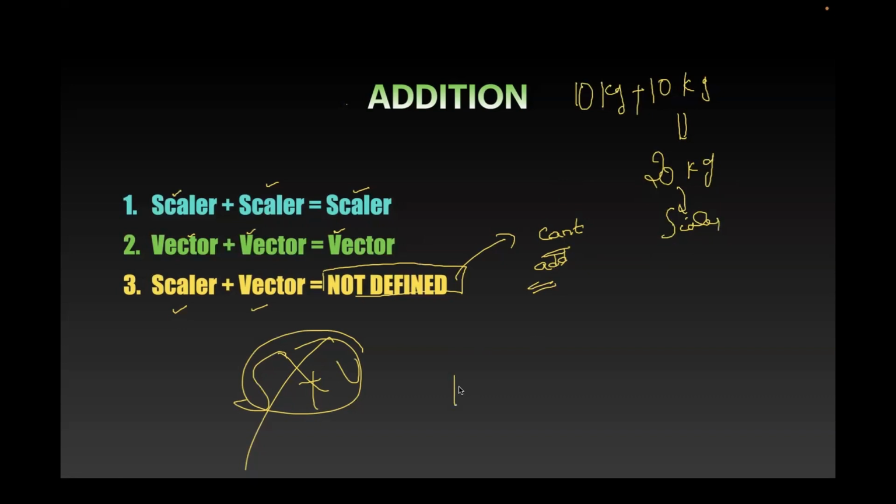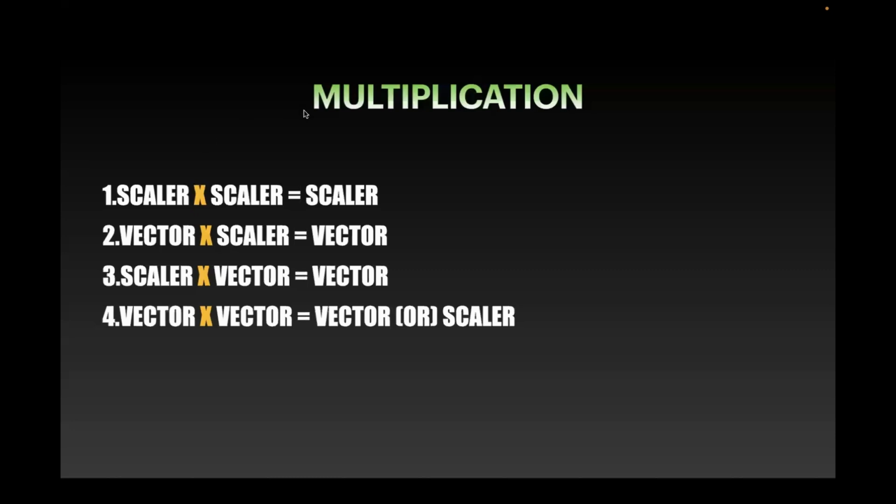One more thing. Assume you have a helicopter or aeroplane moving at 10 meters per second in this direction. You give an order to increase 10 more meters per second in the same direction. Now, what is its final velocity? 20 meters per second in this direction only. This is what? Vector. So, vector plus vector is what? Vector only. Can you add weight and velocity? You can't add. So, it is what? Not defined. Clear?